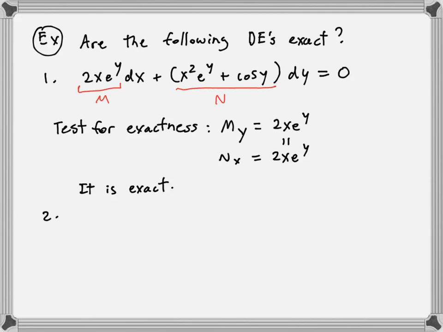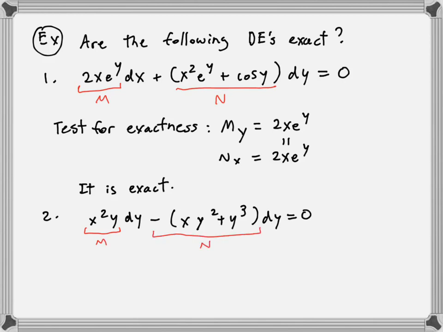Okay, let's try another one. x squared y dx minus x y squared plus y cubed dy is equal to 0. So is this exact? Let's go ahead and label this. This would be our M, and this entire thing, including the negative sign, would be the N.